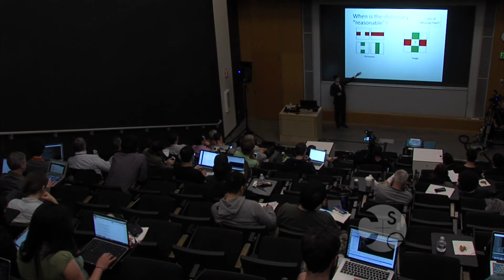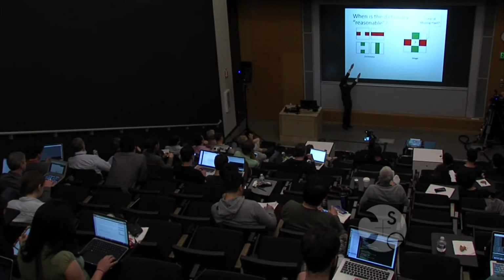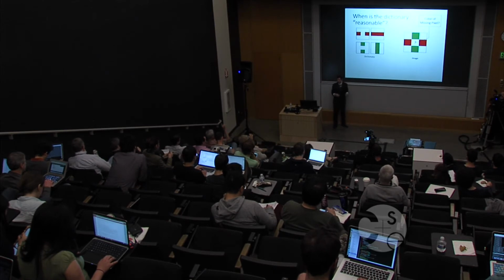Well, in this case, if you just think about it for a little bit, the answer is I have no idea what is the color of the missing pixel. Because if it's a combination of, say, those two, then it should be green. If it's a combination of the third one, or these two, the color should be red.